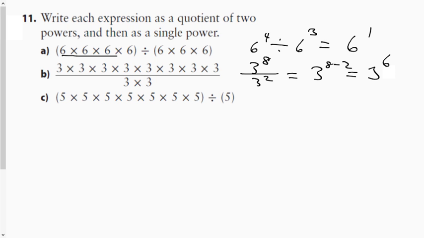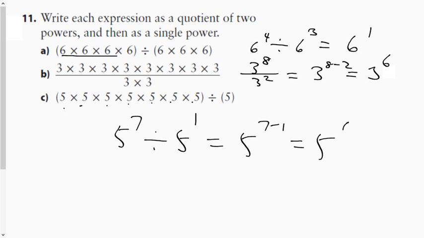And finally, your last one, 5 to the exponent of 7, divided by 5 to the exponent of what number? There's nothing written there. What's the exponent? Just 1. Keep the base, subtract your exponents. Your answer is 5 to the exponent of 6 as a single power.